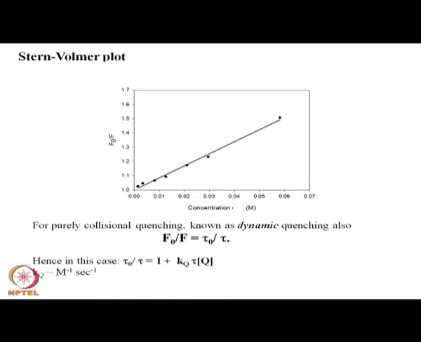So, this lifetime information is very important in diagnosing whether the mechanism is purely collisional or purely non-collisional, or maybe it is a mixture, and a mixture can also happen. Okay. So, basically tau 0 by tau is equal to 1 plus k q tau 0 into Q. So, this should not be tau, this should be k q tau 0, where k q has the unit mole inverse, second inverse. Okay, it is mole inverse into second inverse. Okay, so it is the rate of bimolecular quenching.